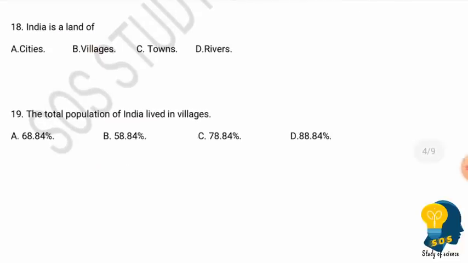India is a land of, and the options are A. Cities, B. Villages, C. Towns, D. Rivers. The right answer is B. Villages. The total population of India lived in villages, and the options are A. 68.84%, B. 58.84%, C. 78.84%, D. 88.84%. And the right answer is A.